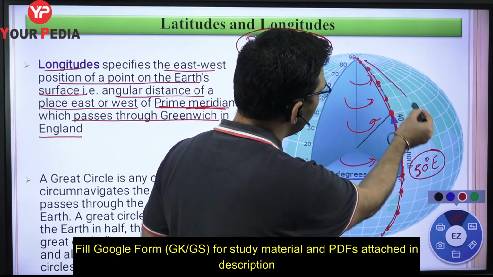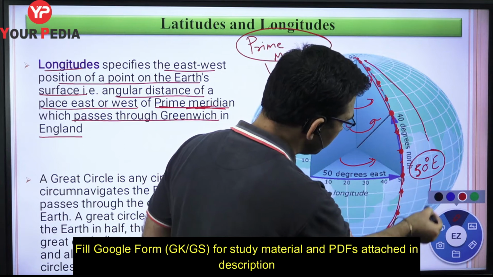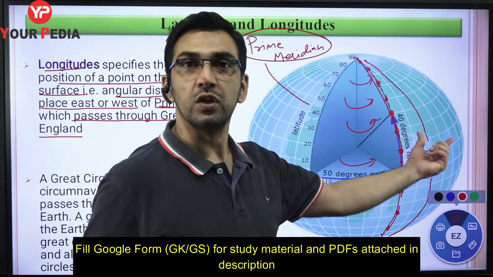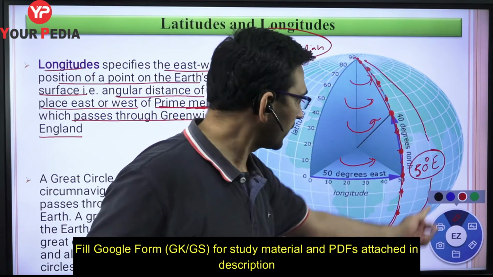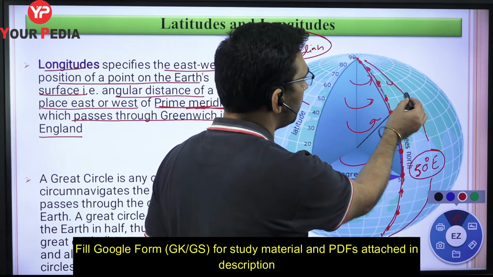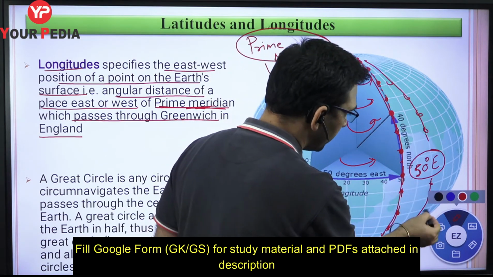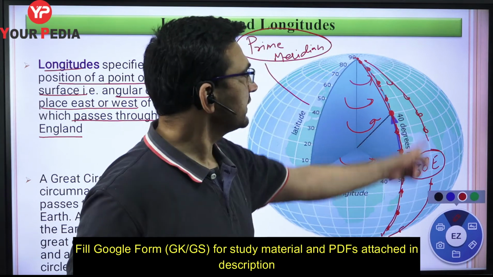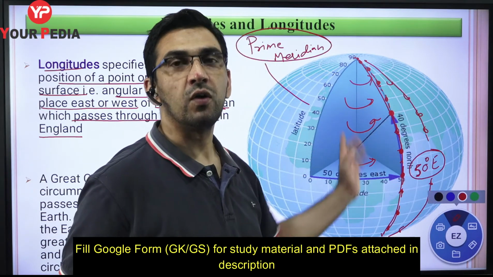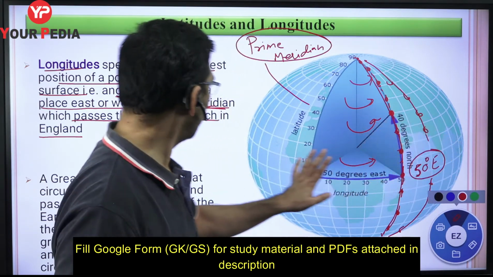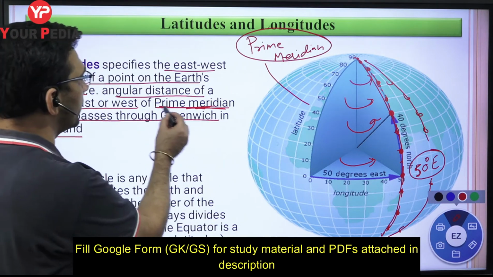If you go further, you can say this is the meridian of, let us say, 60 degree east longitude. That means on this particular curve you are going to have all the points that have the same longitudinal position on the east. So now I hope you can understand.